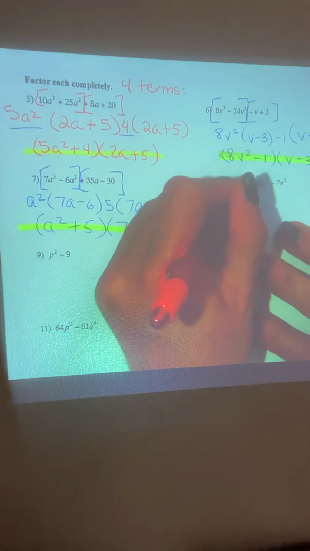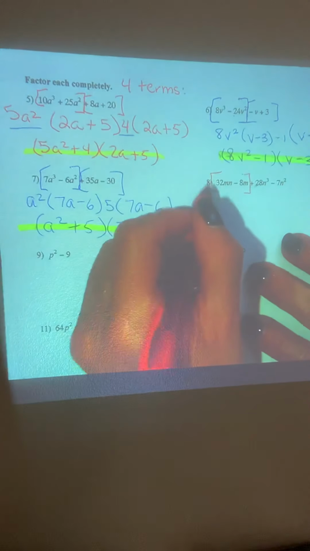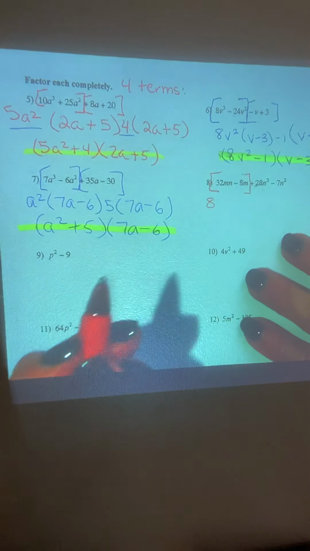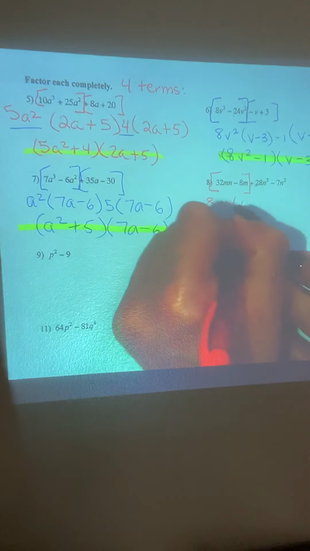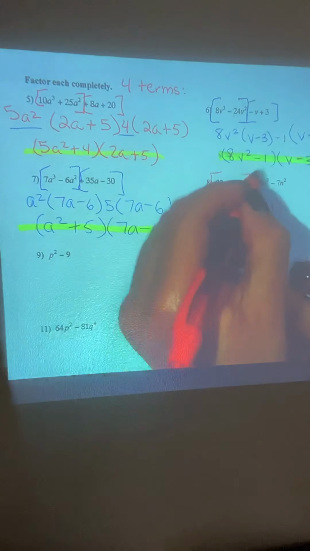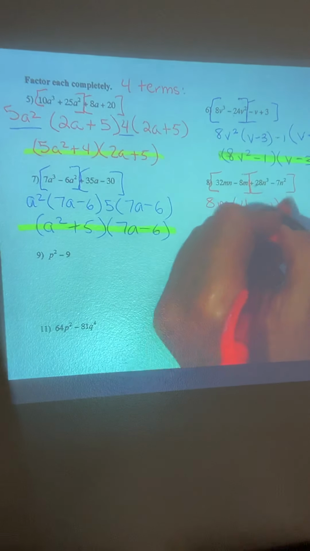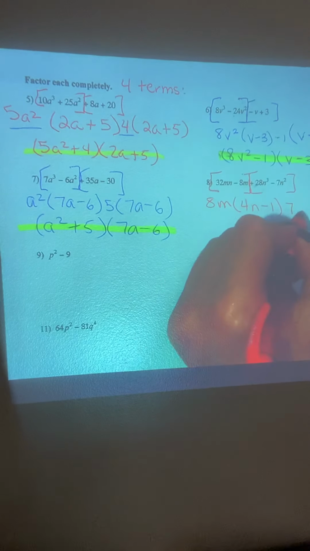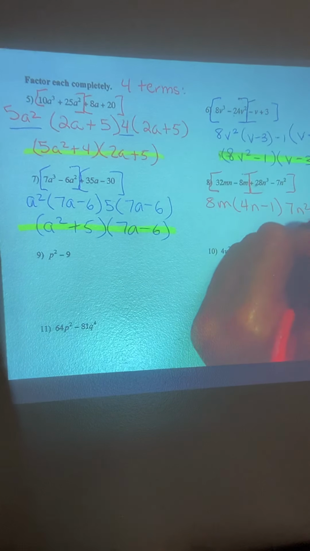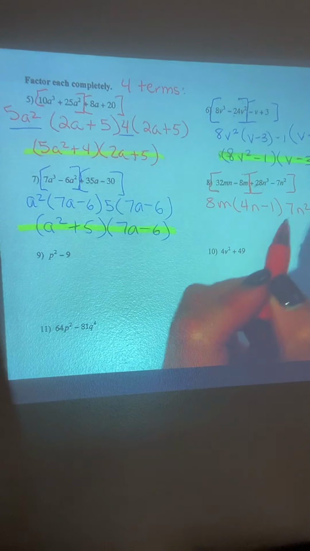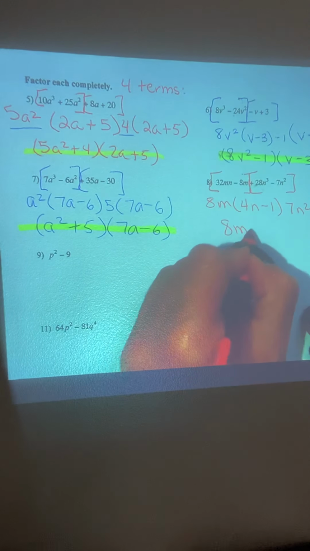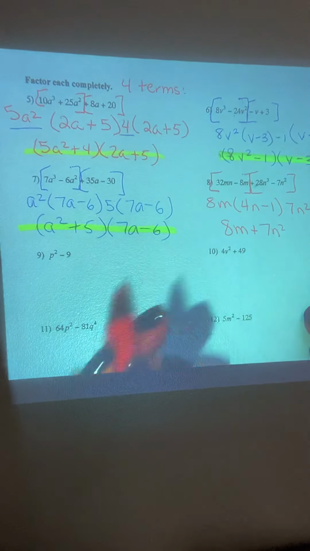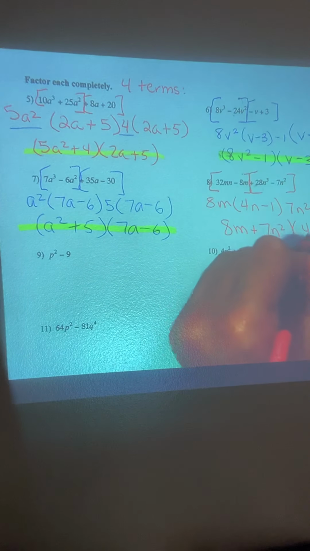And finally, greatest common factor of the first two, 32 and 8 is 8. M and m is m. N and nothing is nothing. And we're left with 4n minus 1. Greatest common factor of the next two is 7 and n squared. And we're left with 4n minus 1. Take what is outside, 8m plus 7n squared, and then 4n minus 1.